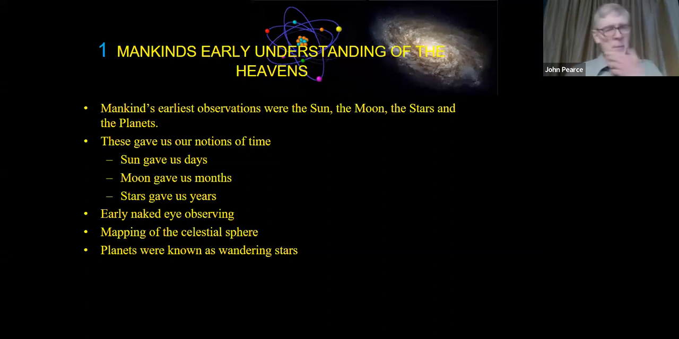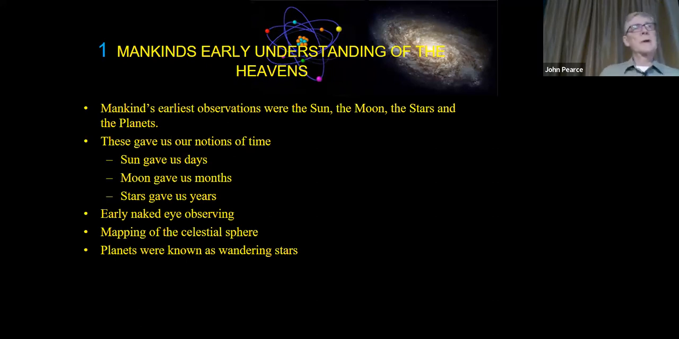If we look at mankind's earliest views of the heavens, he noticed that there were the sun and the moon, obviously, and the fixed stars, and they seemed to move around the sky very slowly. These motions gave us our first notions of time: days, months, years.